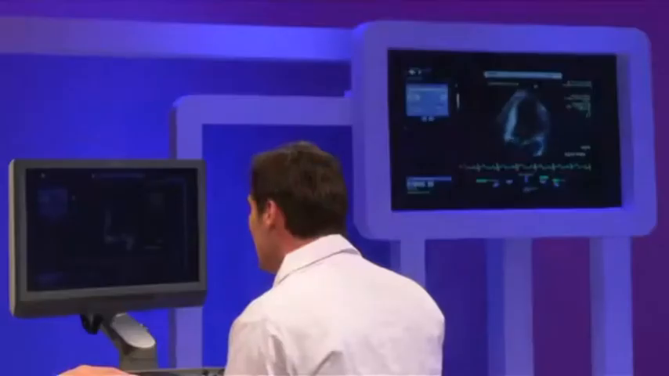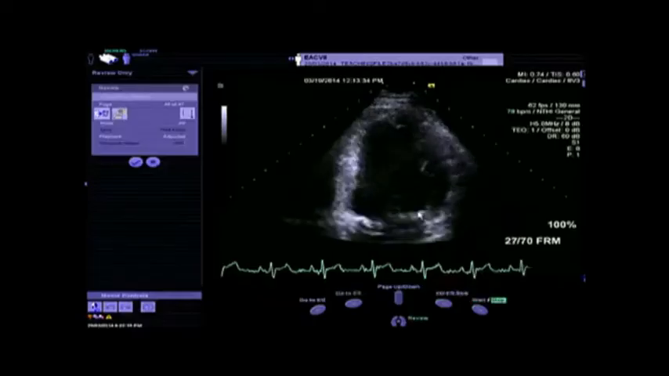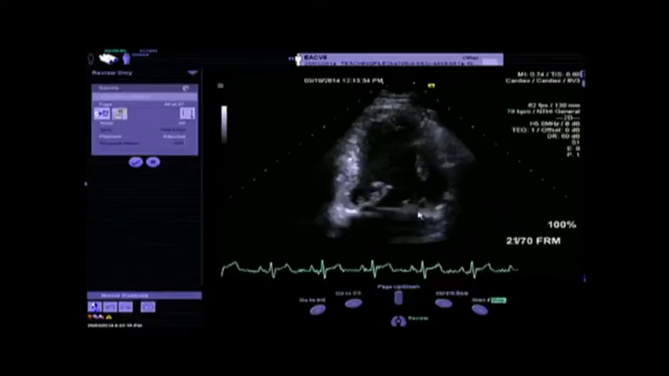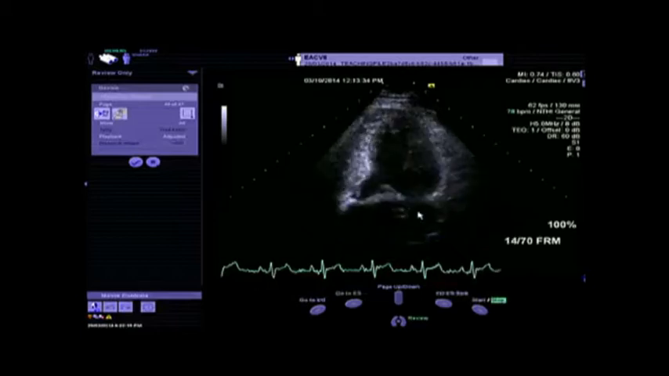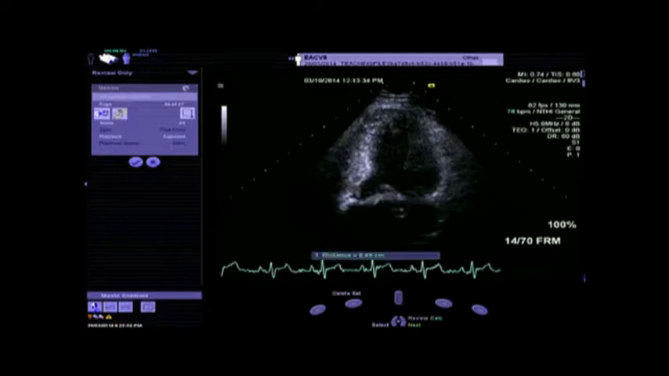And you need to also evaluate the redundancy of the mitral leaflet, and the redundancy is defined when the mitral leaflet in diastole is greater than 5 mm, as you can see in these patients with a thickened mitral valve leaflet.